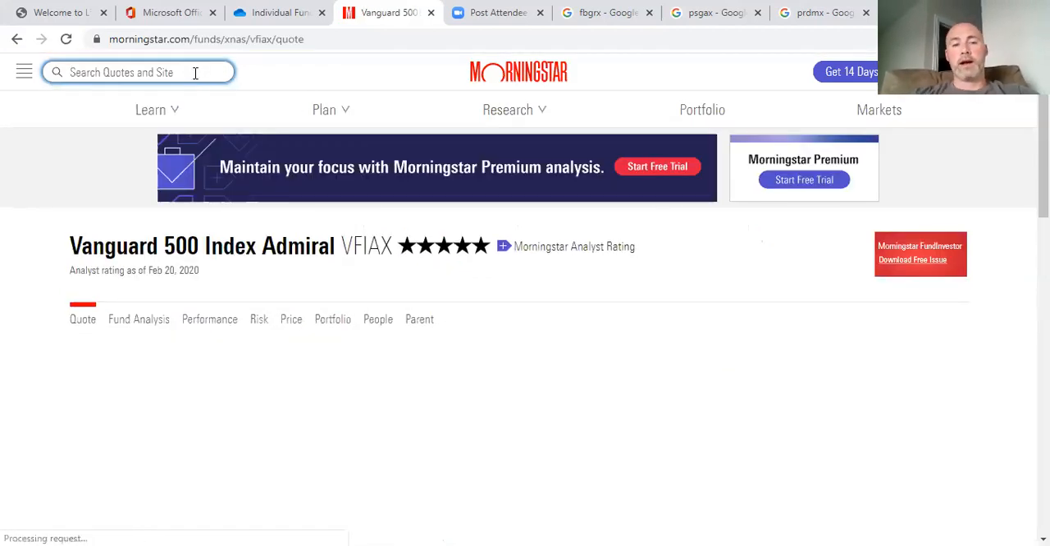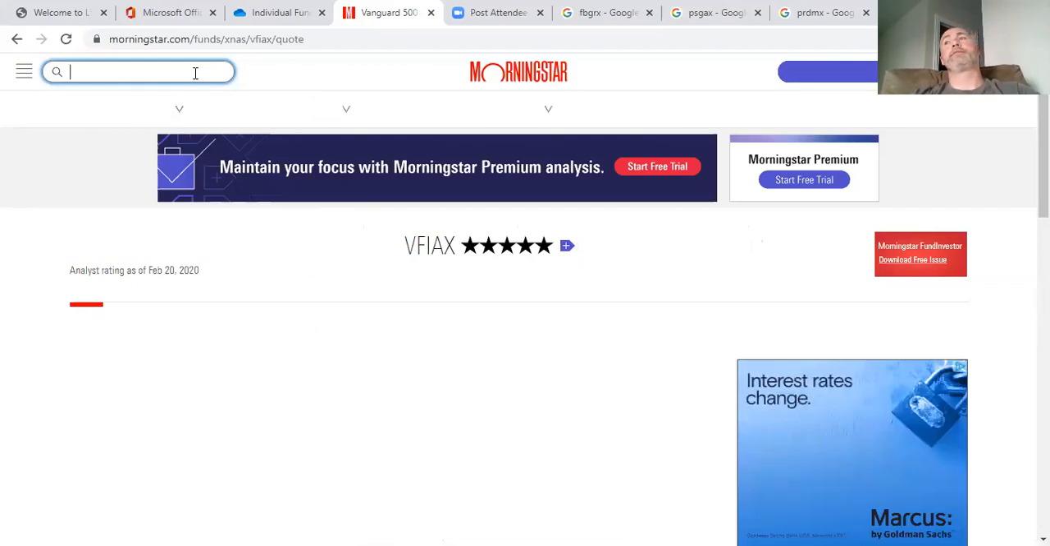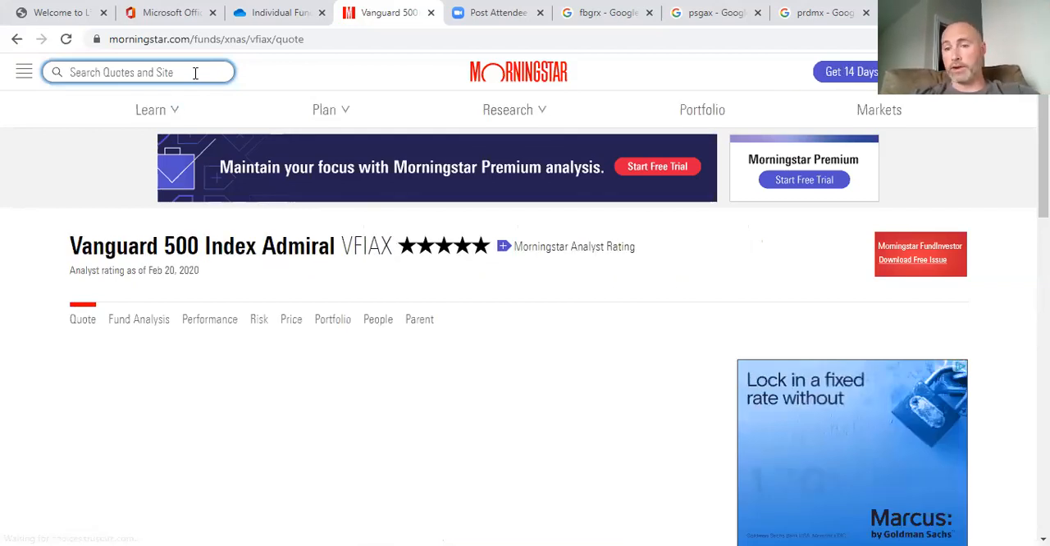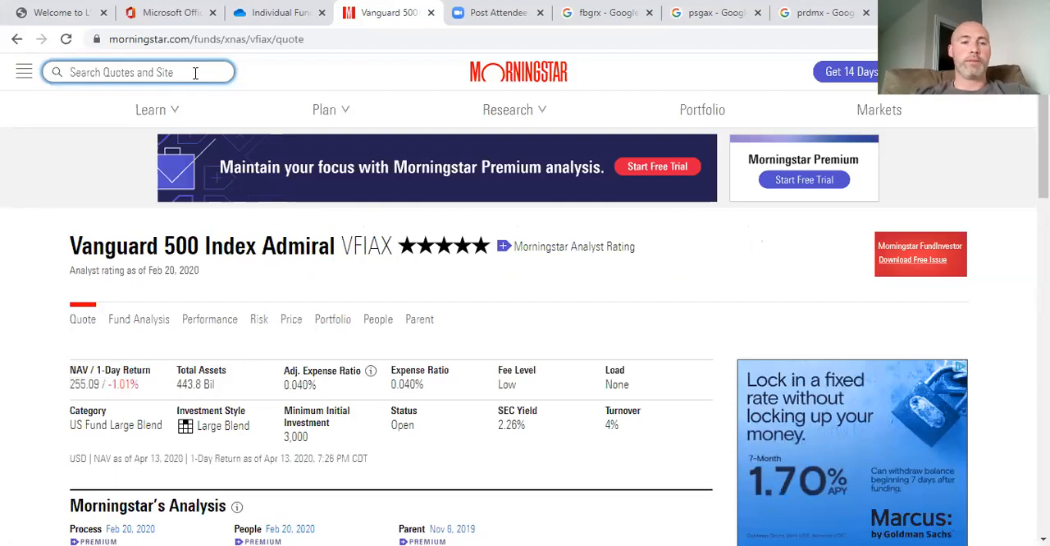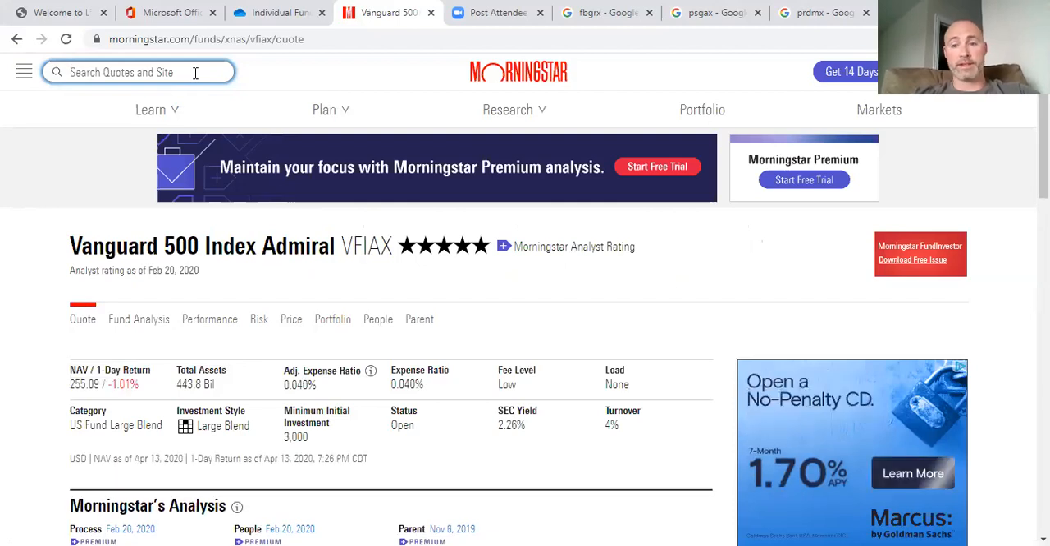Now there's 10,000 mutual funds out there, more. This is just one mutual fund. It's a very basic, very simple one. This is called a Vanguard S&P 500 index fund. Now, anytime you hear the word index, it means it buys everything.